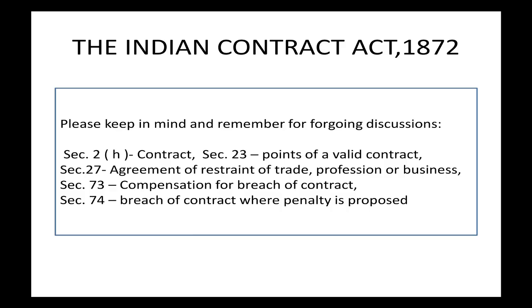For ready reference I can give Section 2(h), that is contract, points of valid contract. Section 27, agreement in restraint of trade, profession or business. Section 73, compensation for breach of contract. Section 74, breach of contract where penalty is stipulated. So these 4 sections, just bear them in mind in our foregoing discussions, that's going to help you.